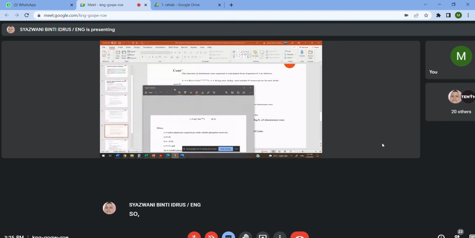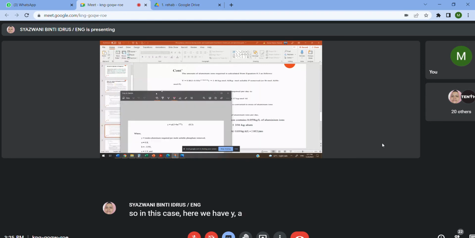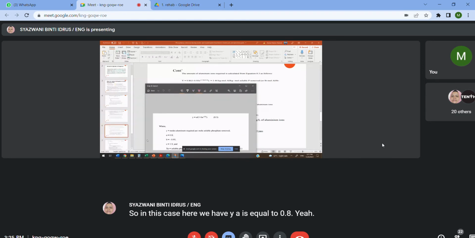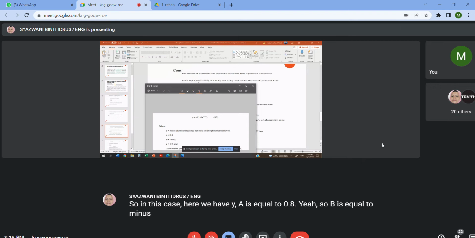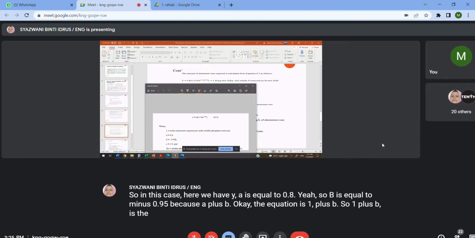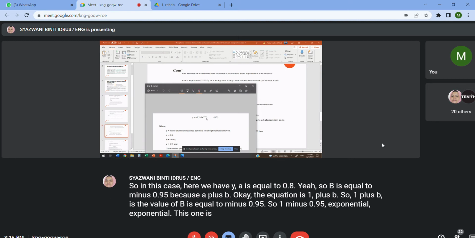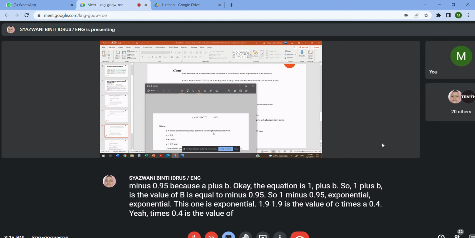So in this case, we have a equal to 0.8, b equal to minus 0.95, because a plus b. The equation is 1 plus b, and since the value of b is minus 0.95, it is 1 minus 0.95, exponential. Then 1.9 is the value of c, times 0.4 is the value of xe.